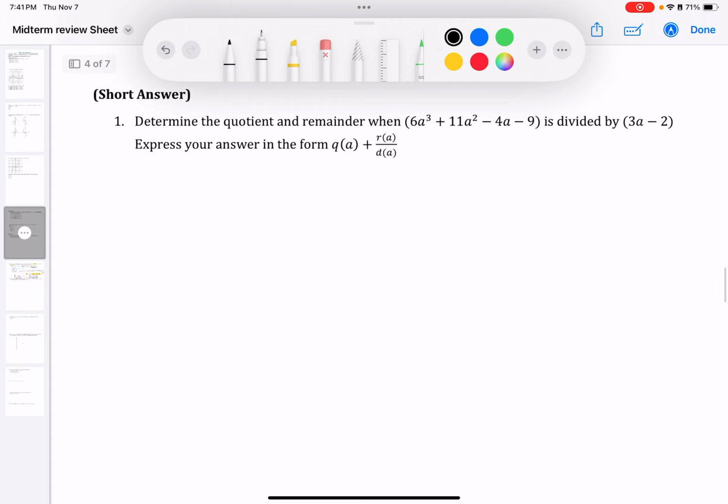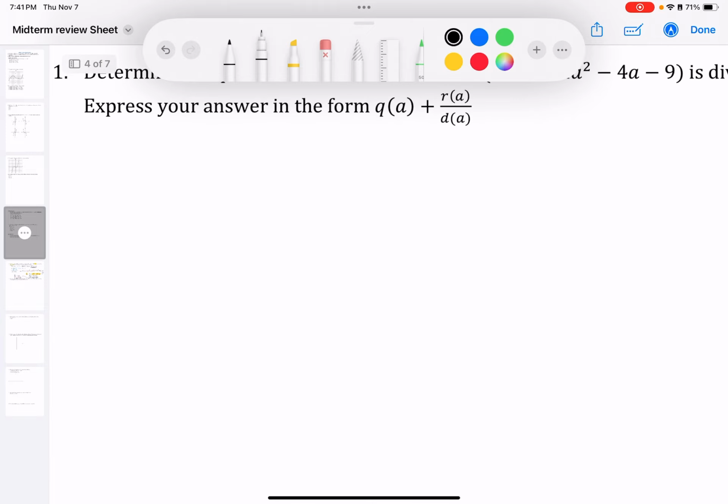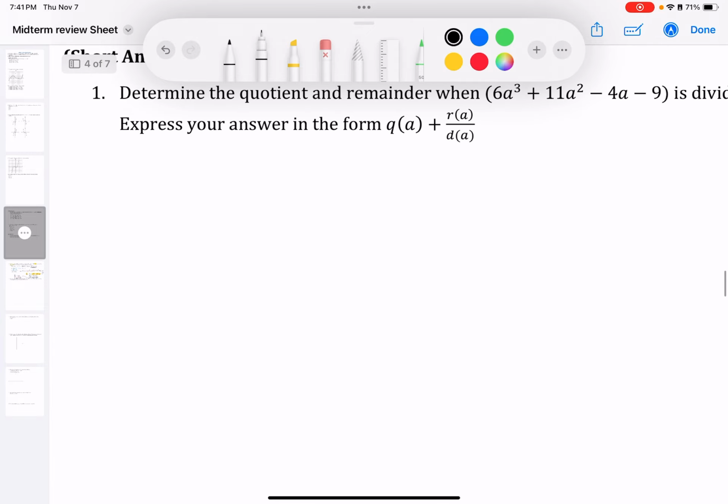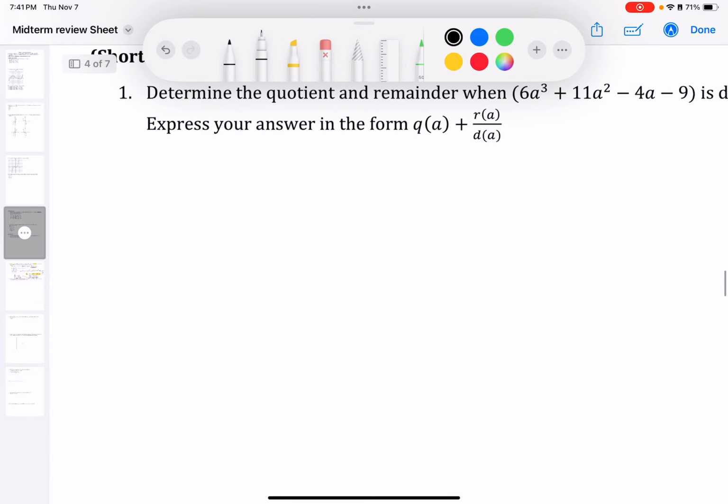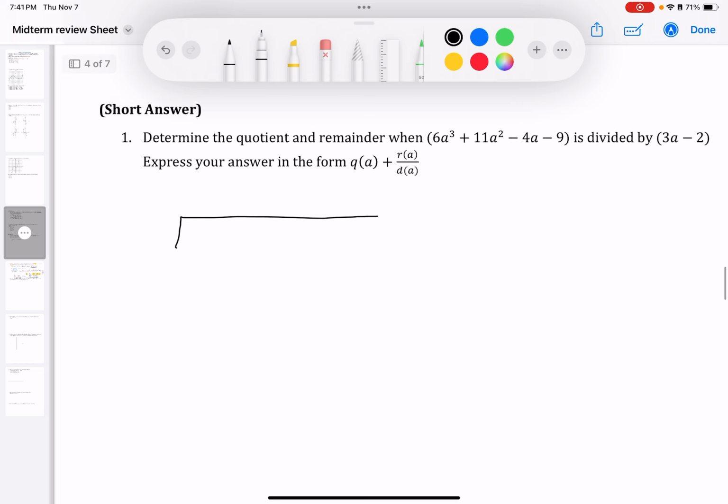So let's start our long division process. Our divisor goes on the outside. Our dividend goes on the inside. Our divisor in this case is 3a minus 2. Our dividend is 6a cubed plus 11a squared minus 4a minus 9.